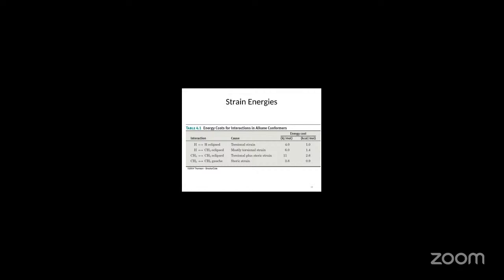So having said that, we're going to talk about strain energies. Now look at the eclipsed form. When hydrogen and hydrogen are eclipsed together, what is involved is torsional strain.